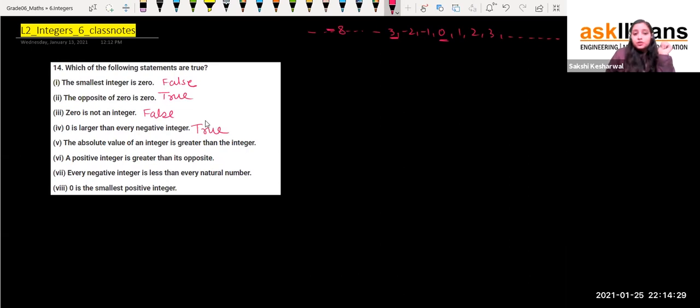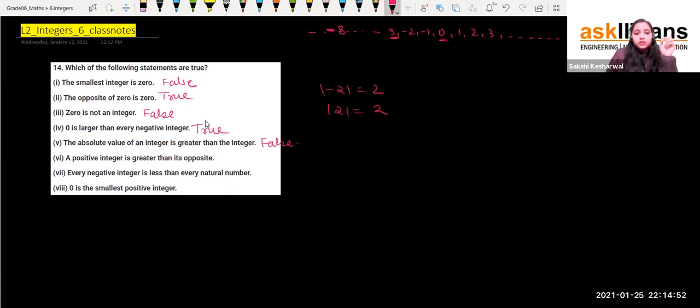Now, the absolute value of an integer is greater than the integer. No, the absolute value of an integer is equal to the integer, right? You cannot say that. If you say the absolute value of -2, it will be 2. Or if I say the absolute value of 2, it will be 2, so it will be greater or equal. So it is false.